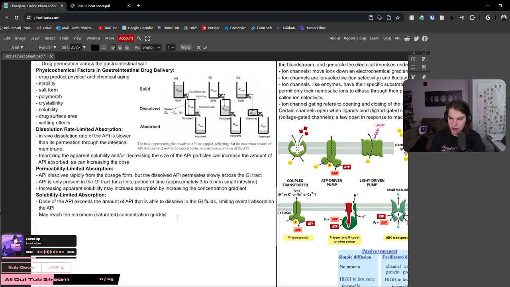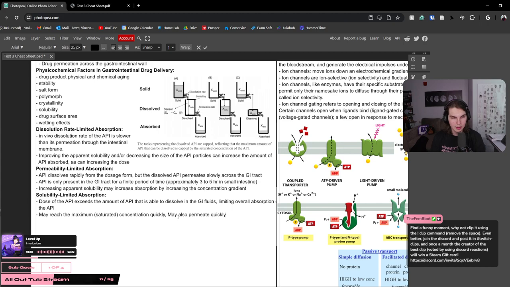So it may reach concentration quickly or may also permeate quickly. However, saturated concentration at the site of action is low relative to the total dose of the API. We're just saying API here as in our product, right? So API in this case is just our absorption product.